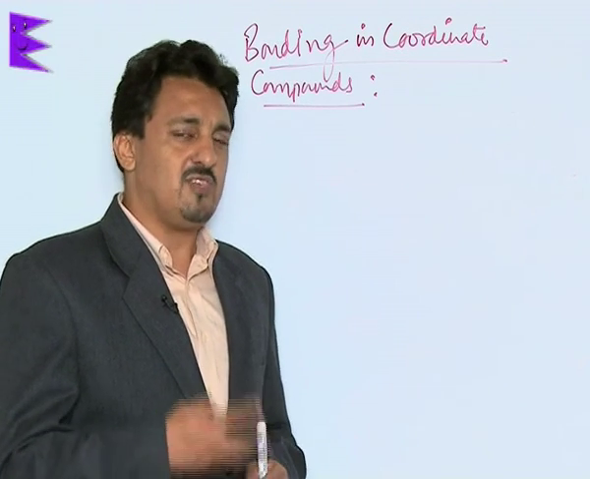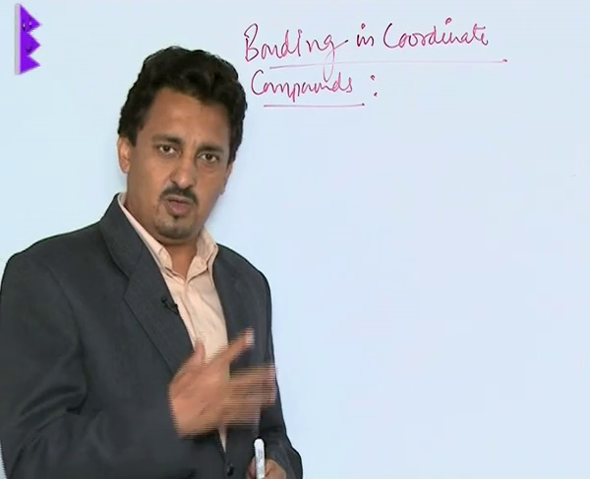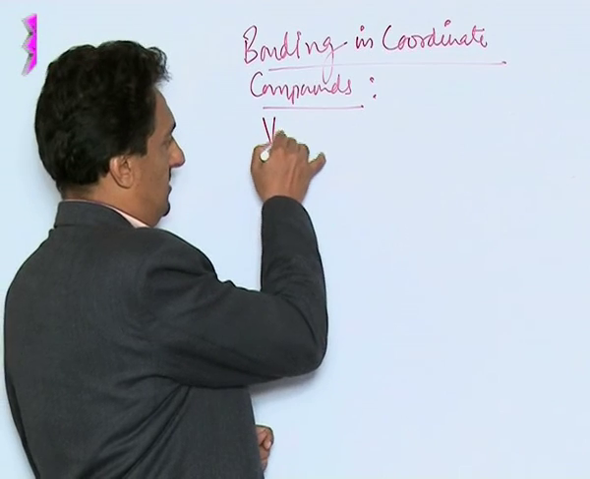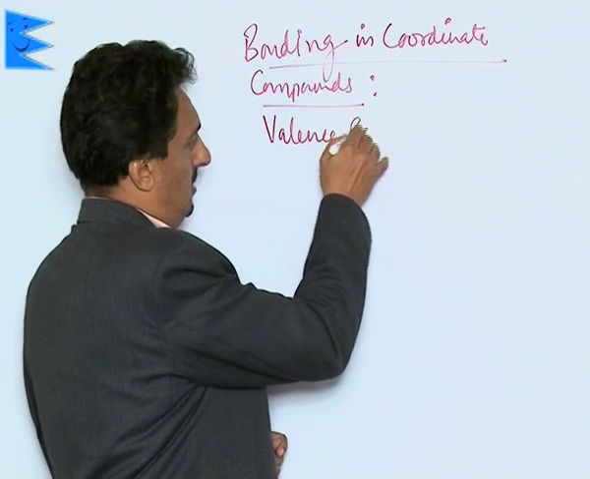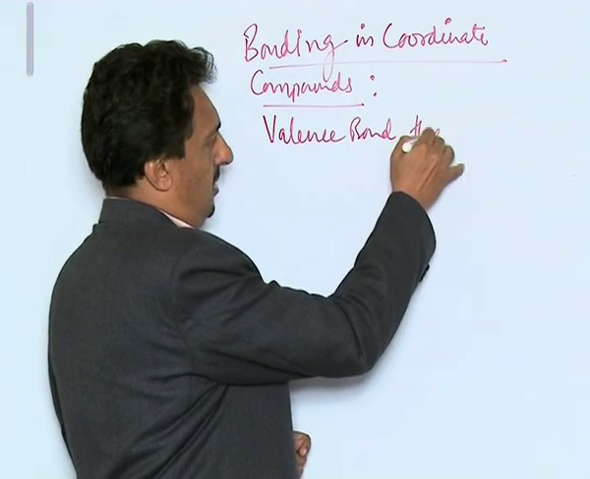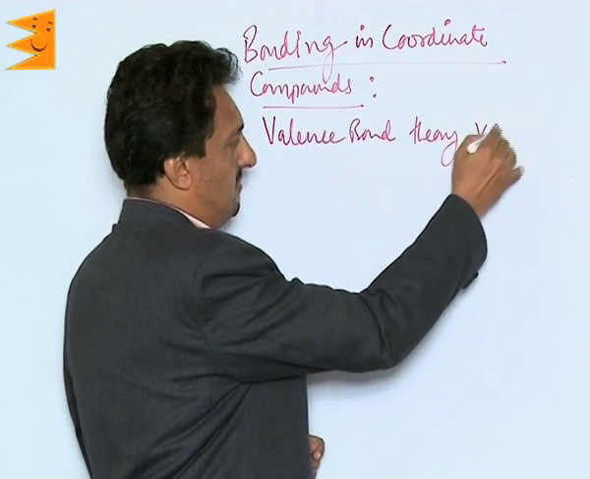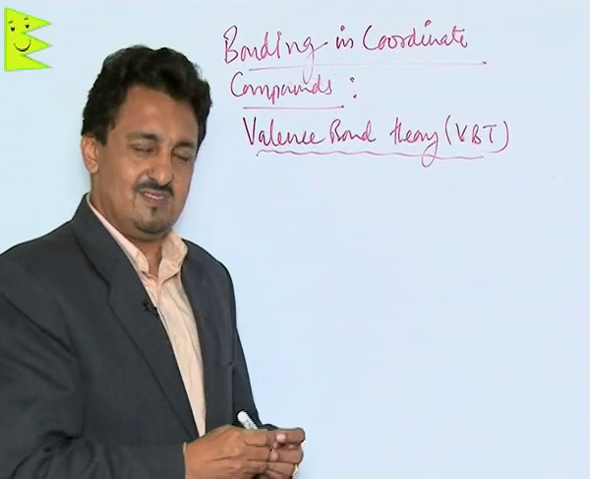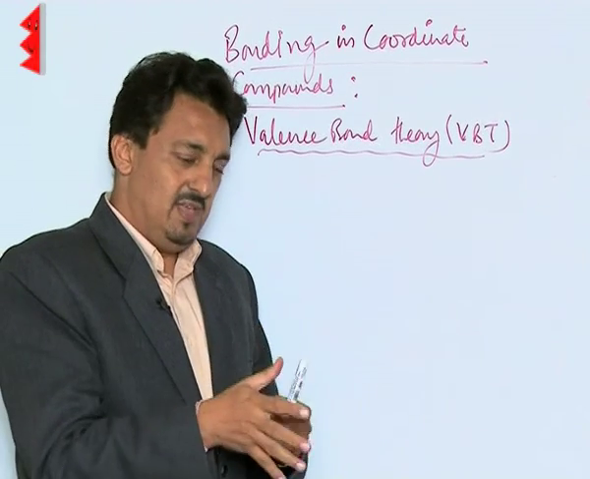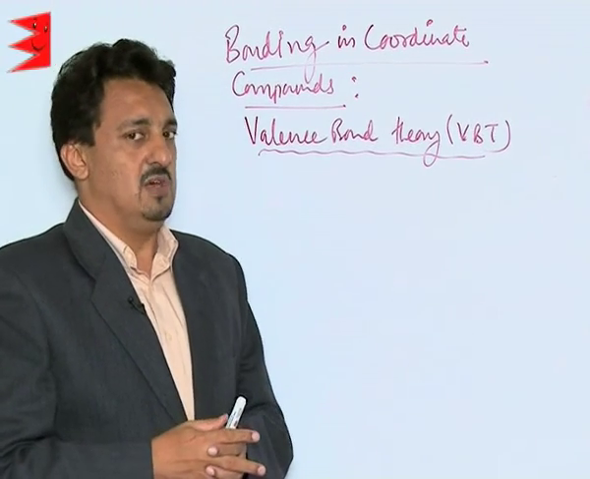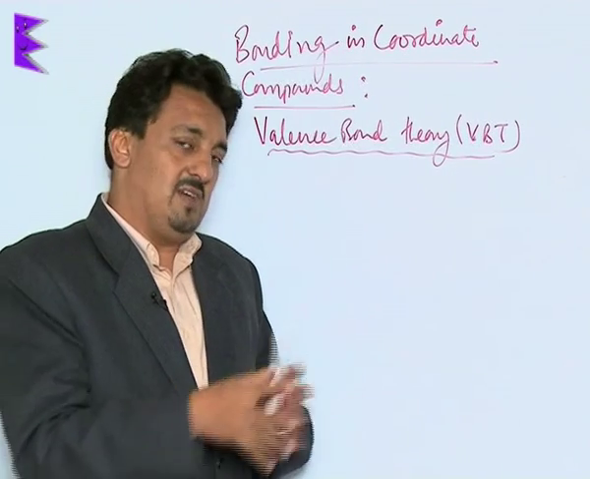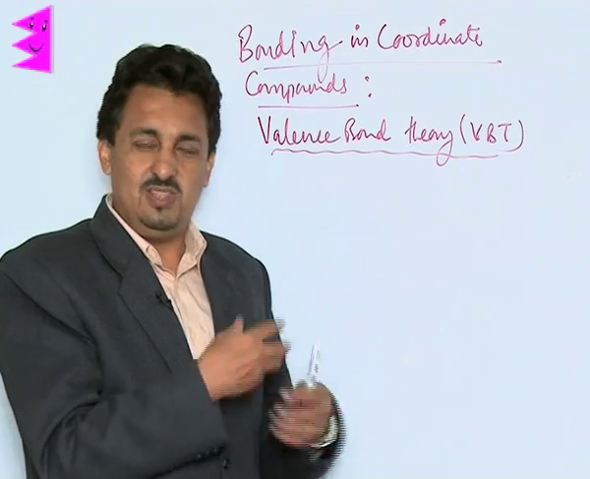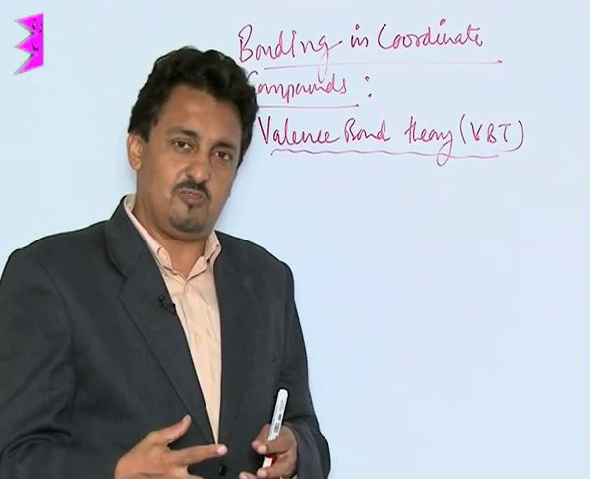The first theory which came into existence, which explained after Werner's theory's failure, was the valence bond theory. We call it VBT. This theory is basically the same thing we did in class 11. It has tried to explain the formation of coordinate compounds, as we studied in class 11 to explain the formation of inorganic and organic molecular species.